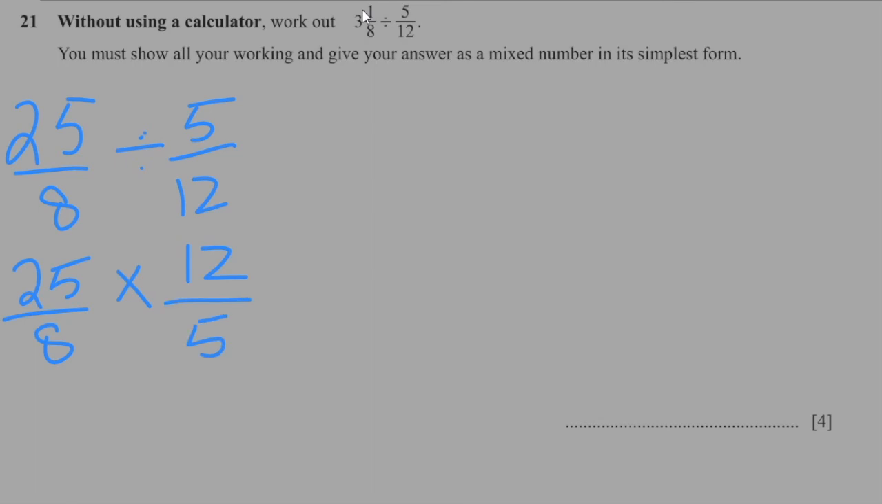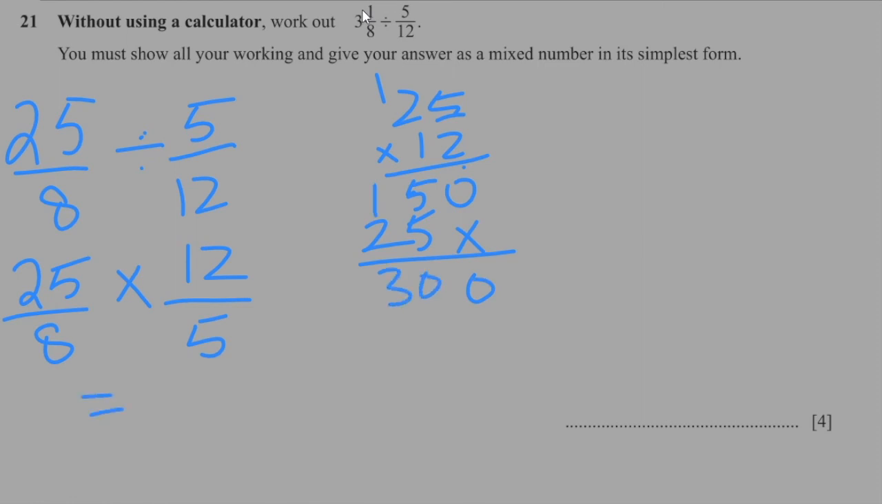So 25 into 12. We're going to have to show the calculation over here. 2 fives are 10, 2 twos are 4, plus 1 is 5. 1 five is 5, 1 two is 2. So we have 0, 5 plus 5, 10, 3, 2 plus 1 is 3. So we have 300 over 8 into 5, which is equal to 40. We cancel the zeros over here, and that leaves us with 30 divided by 4.